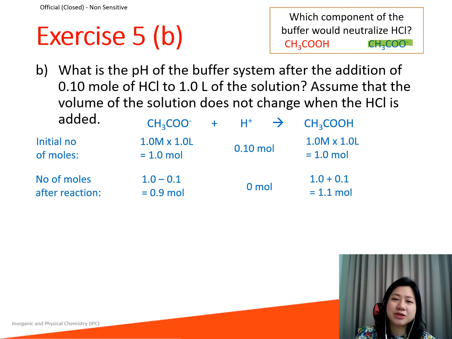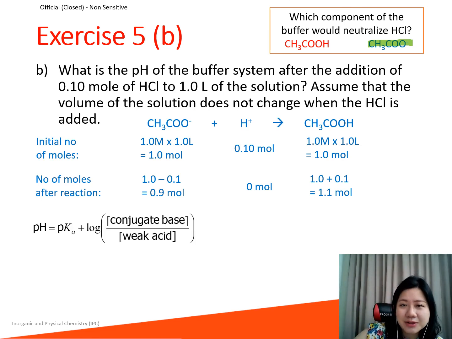Since the stoichiometric ratio of CH3COO- to H+ is 1:1, 0.1 moles of CH3COO- would react with 0.1 mole of H+. So the remaining number of moles is 1 minus 0.1, which is 0.9 moles. The stoichiometric ratio of CH3COOH to H+ is also 1:1. So 0.1 mole of CH3COOH is formed. The total number of moles of CH3COOH becomes 1 plus 0.1 equals 1.1 moles.